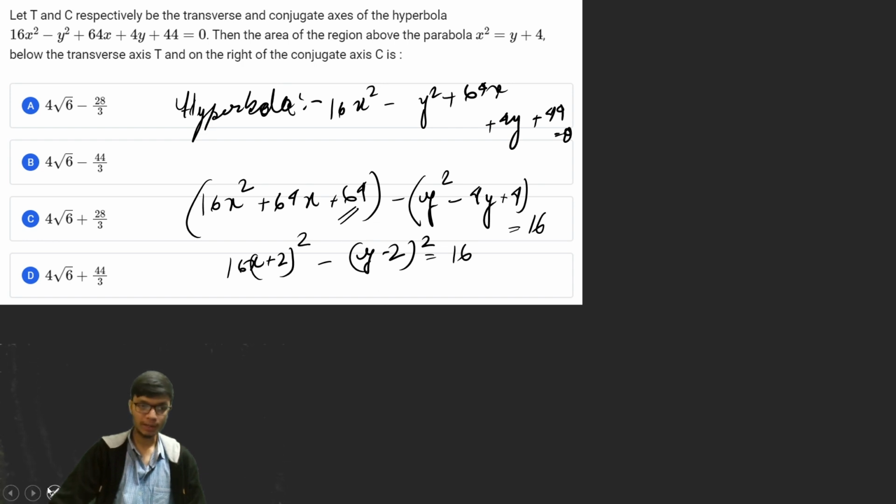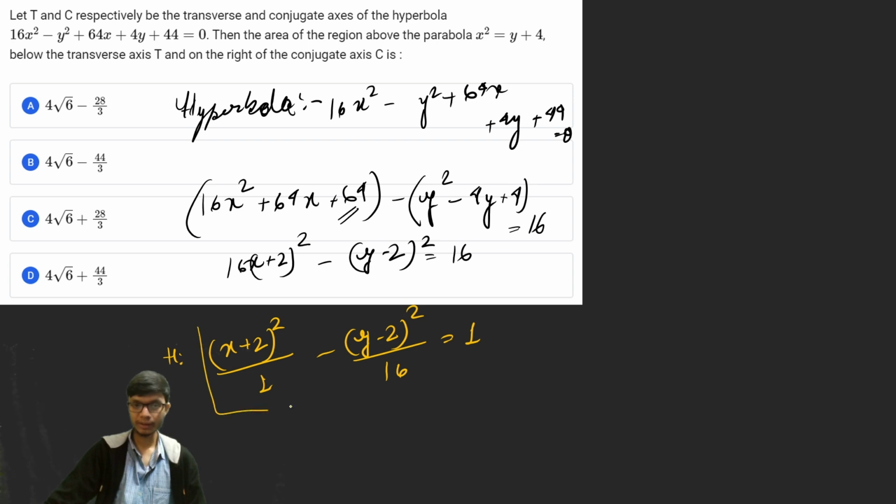And from here I get to the general or the simplified version of the equation of hyperbola, that is x plus 2 whole square divided by 1 minus y minus 2 whole square divided by 16 is equal to 1. That is the general equation of the hyperbola with shifted center. Now it is asking me the area of the region above the hyperbola, below the transverse axis and to the right of the conjugate axis.